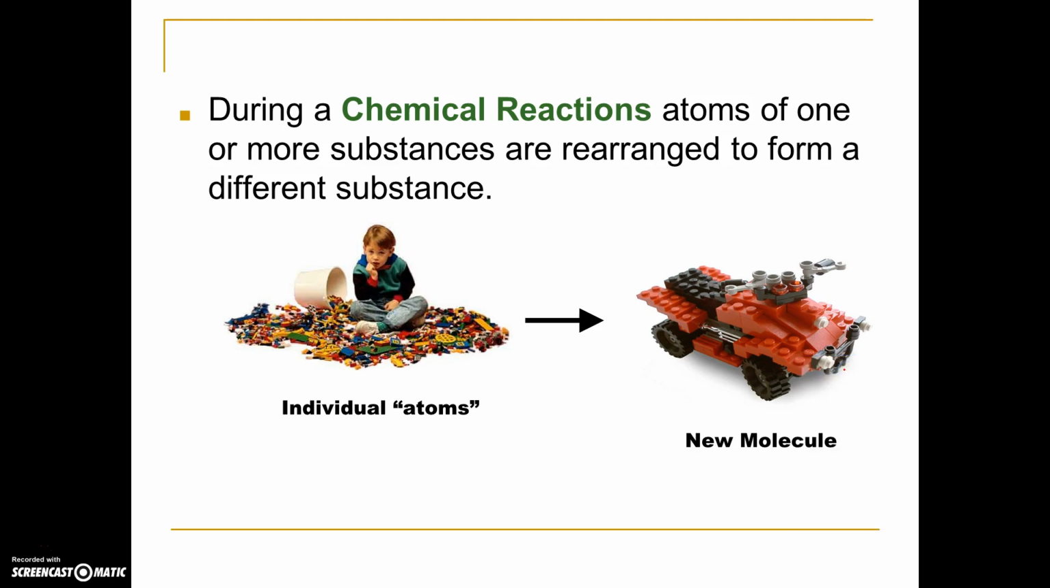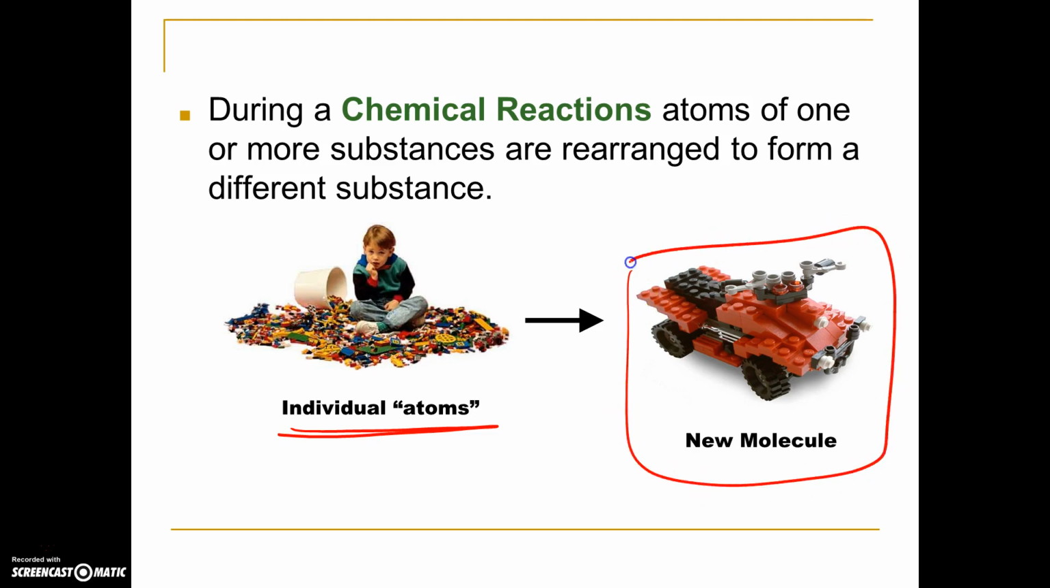Okay, chemical reactions in general are chemical changes, and we show what these chemical changes are by writing the reactions out. So technically, chemical reactions are when the atoms of one or more substances are rearranged to form a different substance. It's kind of like this kid with all the Legos here. We've got a bunch of different individual atoms, or you have a bunch of different compounds too in a reaction, and in the end we make something entirely new.